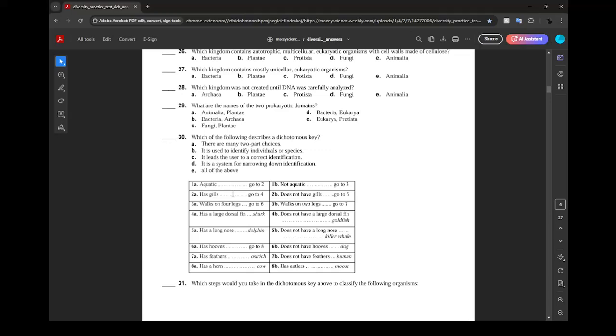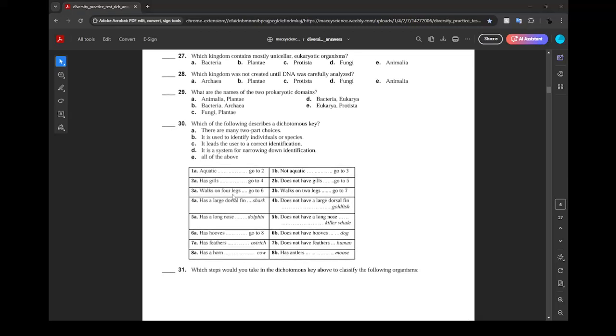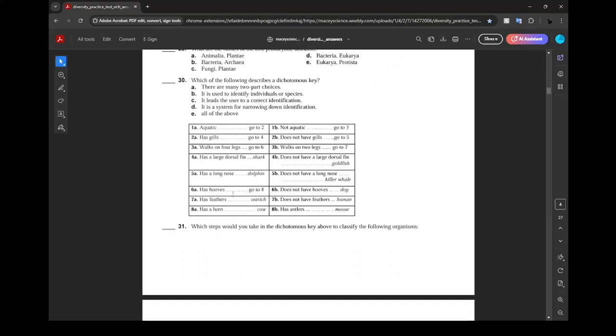Okay, so I feel like this is probably E, all of the above. However, the answer sheet probably put this as A, I believe, because I looked at it earlier. So it's supposed to be E. Yeah, it's supposed to be E.